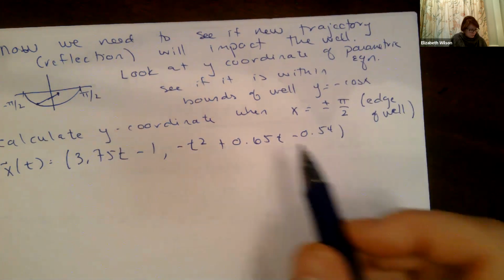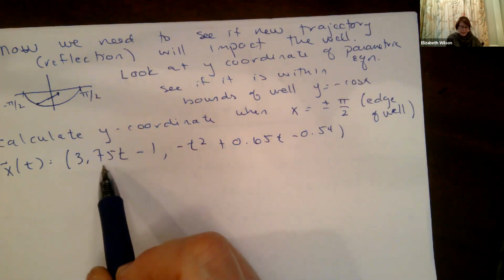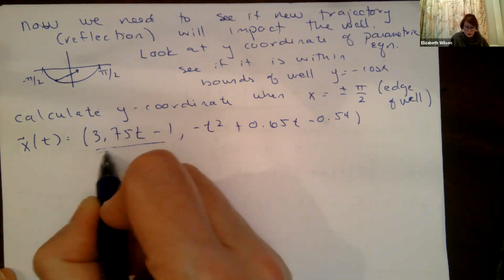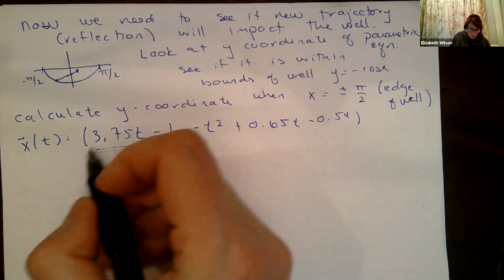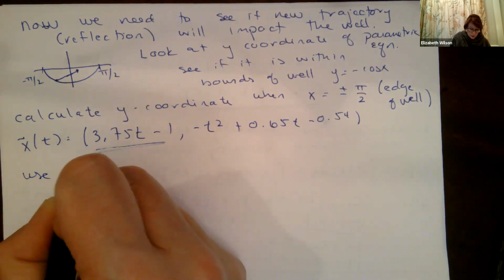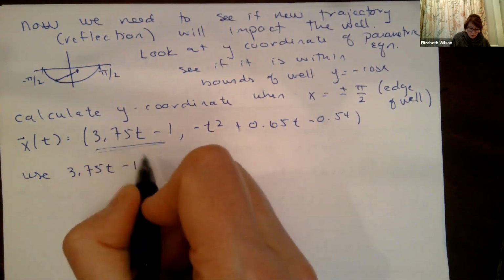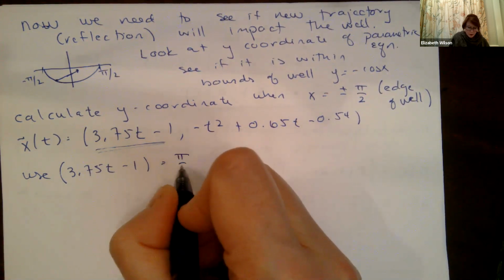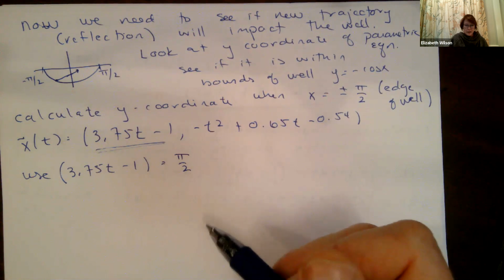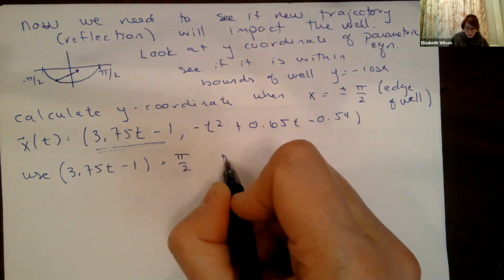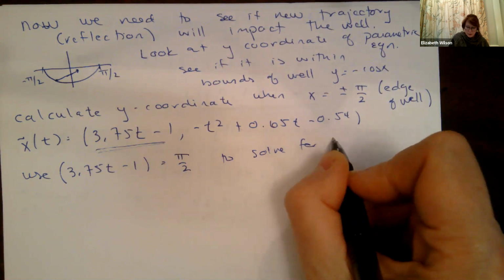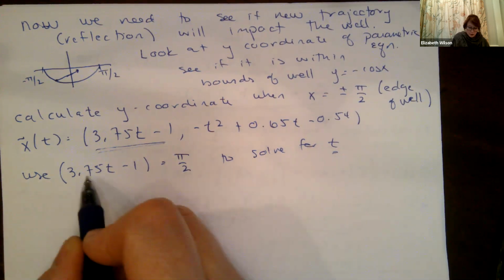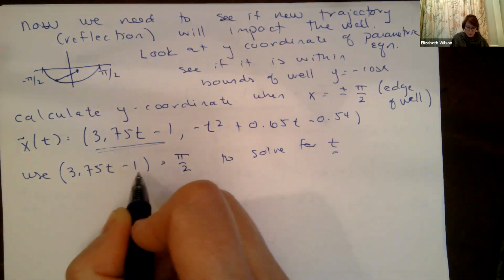Okay, so what I'm going to do is I actually have to find the t at which I'm going to play both of these off each other. I'm going to use this part to solve for t. So I'm going to use 3.75 t minus 1 equals pi over 2. It's headed this direction, so pi over 2, right? And when I find that t, I'm going to plug it into the y and see if that's within the bounds. So I'm going to go 3.75 t minus 1 equals pi over 2.